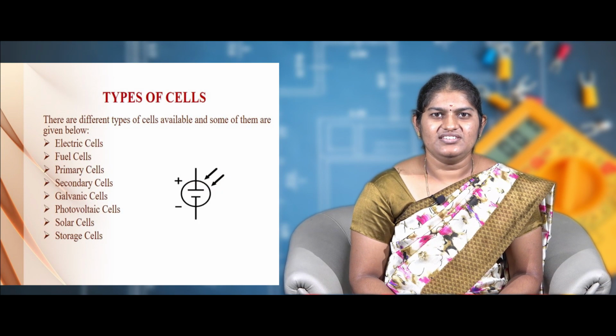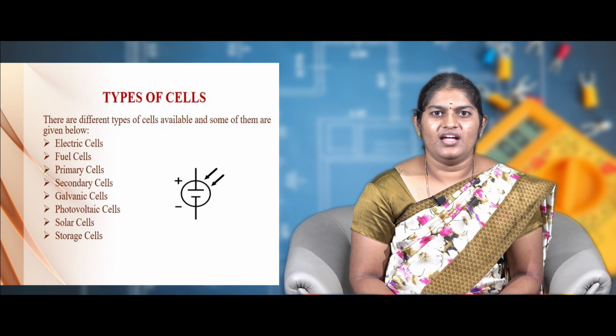Next we are going to discuss types of cell. There are different types of cell available, and some of them are given below. First one, electric cell, fuel cell, primary cell, secondary cell, galvanic cell, photovoltaic cell, solar cell, storage cell.